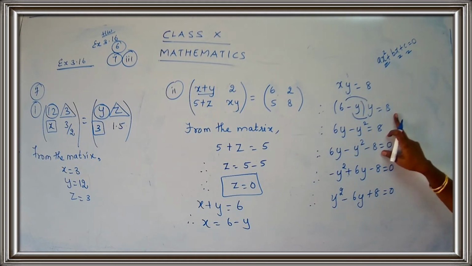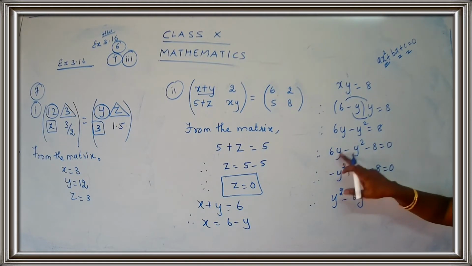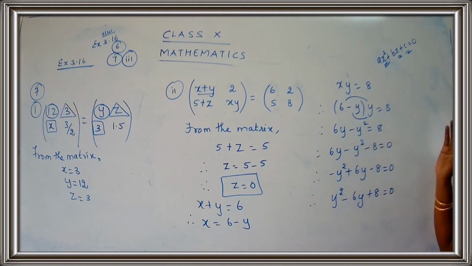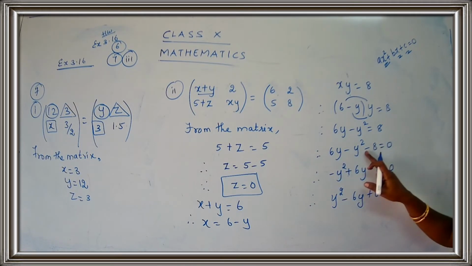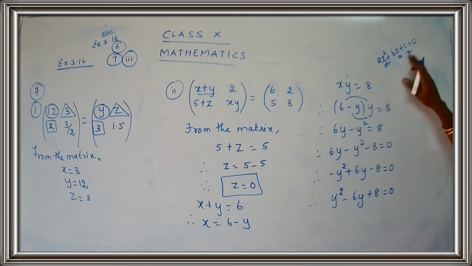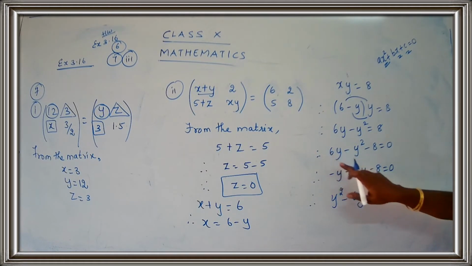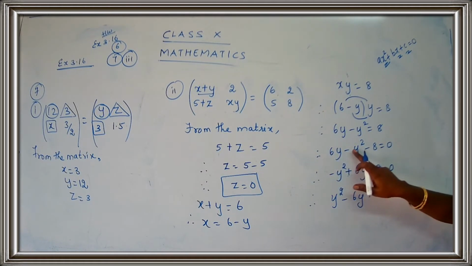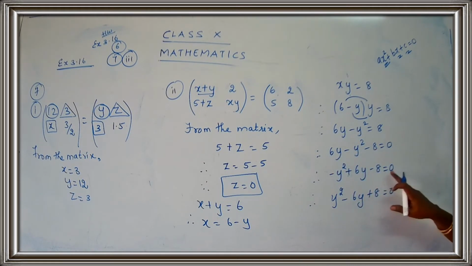Put your pens down and listen, children. So 6 into y is 6y. Minus y into y is minus y square is equal to 8. 6y minus y square. I just want to bring everything to one side. So this is plus 8. It turns to be minus 8 is equal to 0. Try to arrange this as a quadratic expression. So you get minus y square plus 6y. Be careful with the sign, children. Minus y square plus 6y minus 8 is equal to 0.